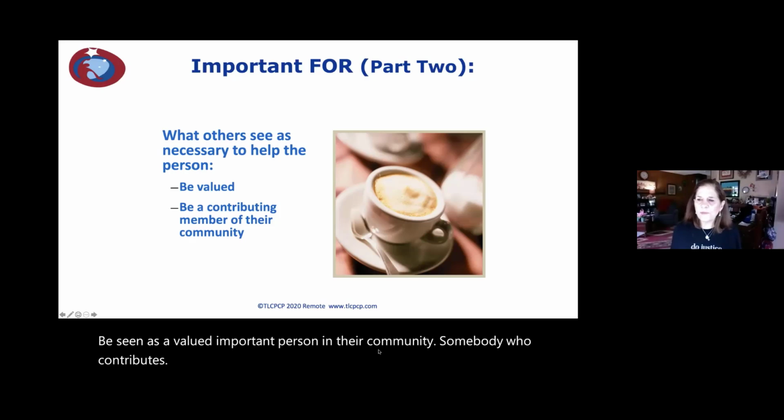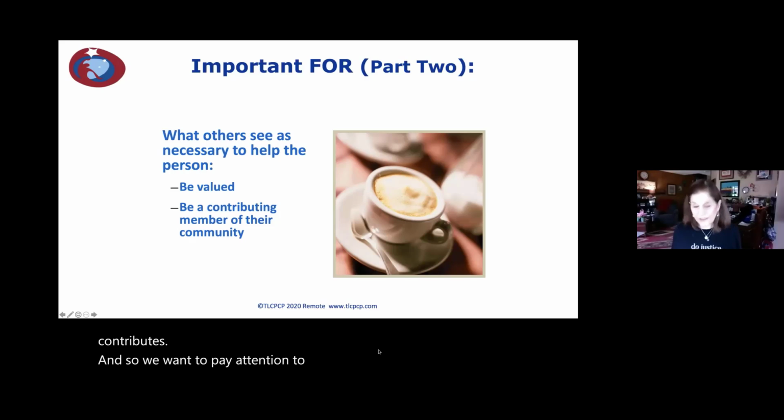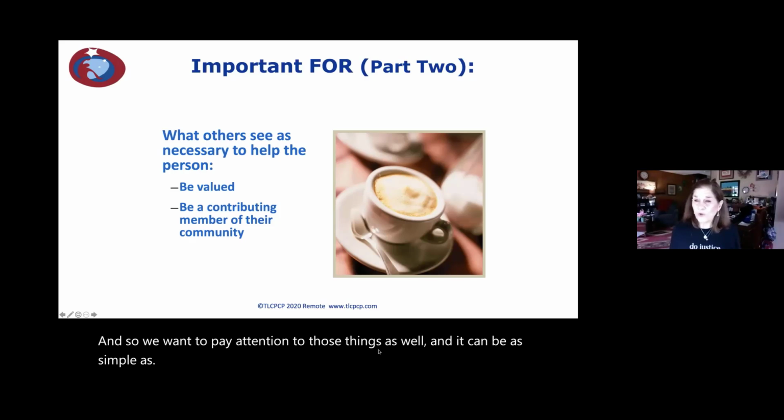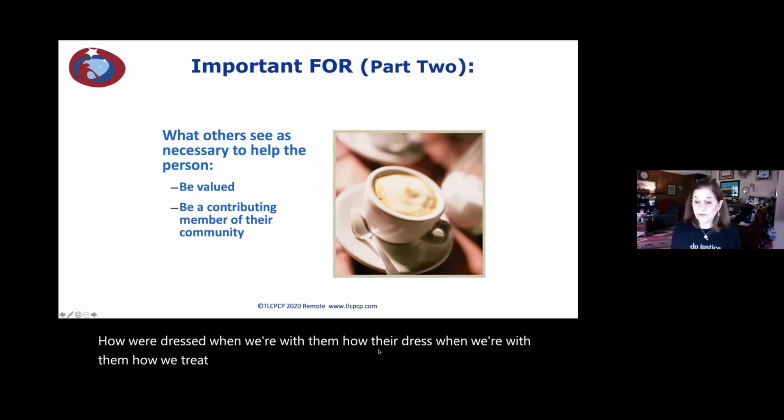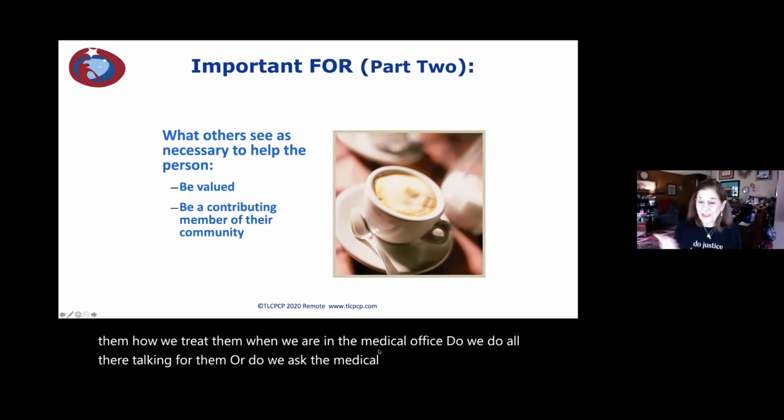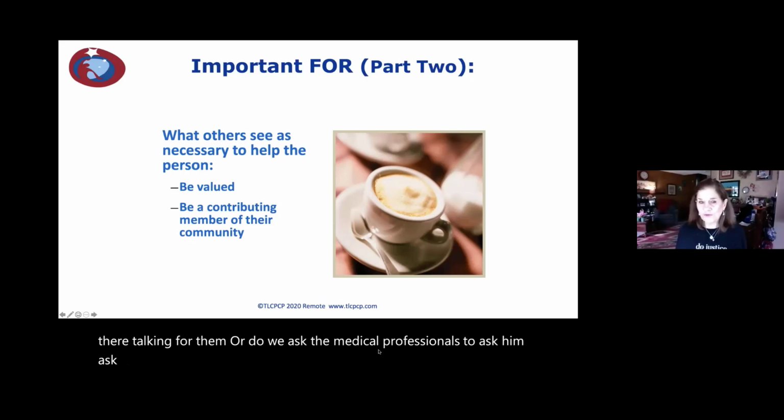And so we want to pay attention to those things as well. It can be as simple as how we're dressed when we're with them, how they're dressed when we're with them, how we treat them when we're in the medical office. Do we do all their talking for them? Or do we ask the medical professionals to ask him, ask her? We encourage empowerment. That's a way to help our loved one be seen as a contributing member.